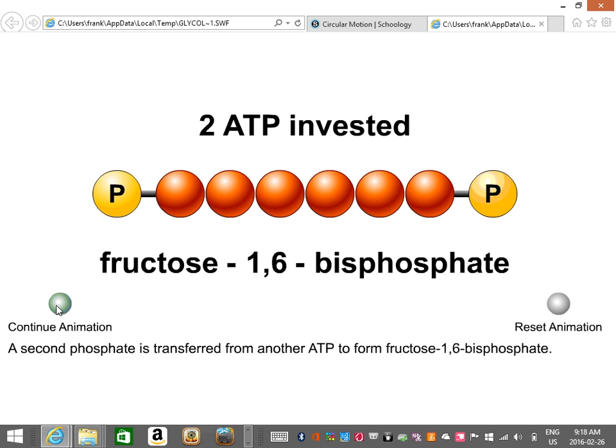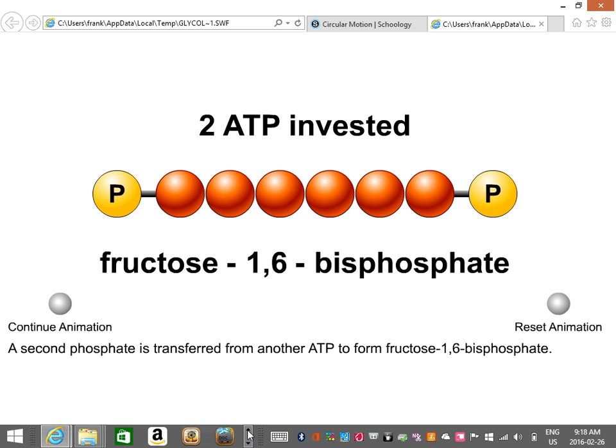Now, there's a very special enzyme here that runs this step, and if you got it right, you should know what it is. What's the enzyme that makes this molecule? Very special enzyme. And we're going to talk more about it in respiration. I'll give you its first part. It's called phosphofructo. Let's see if we can come up with the ending of the name. It's an enzyme that adds phosphates. So phosphofructokinase is the enzyme that runs the step.